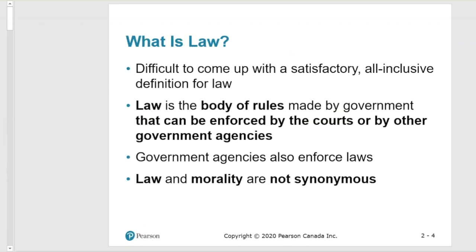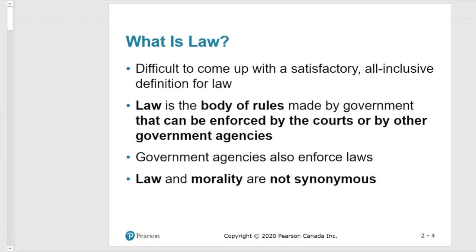Let's start with law. So we're not in law school. In law school, we would spend 1-2 months defining what law is. But here we don't. We just go straight forward to a definition of law, which is this body of rules, and those rules are the ones that can be enforced either by courts or by other governmental agencies.